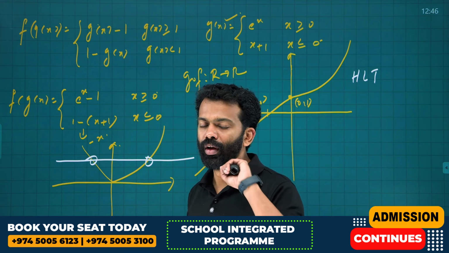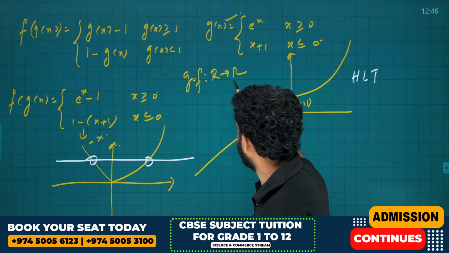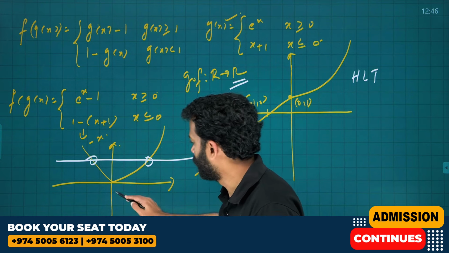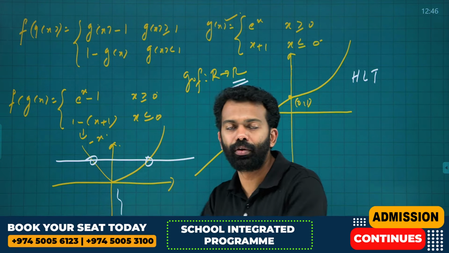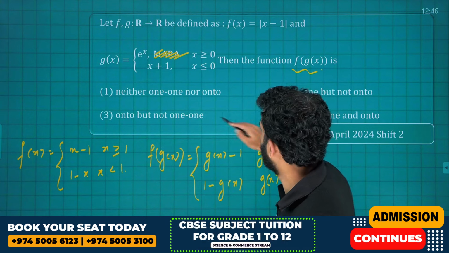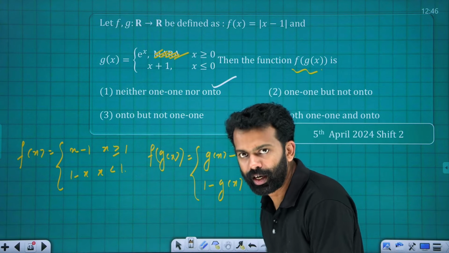Here it cuts at more than 1 point, so the function is many 1. So, is it onto or into? See, the codomain is what? Real numbers. If you look at the graph, none of the negative real numbers are used. They are left unused. Therefore, the function is into. Therefore, the function is neither 1, 1 nor onto. That is the final answer. Hope you got the idea here.